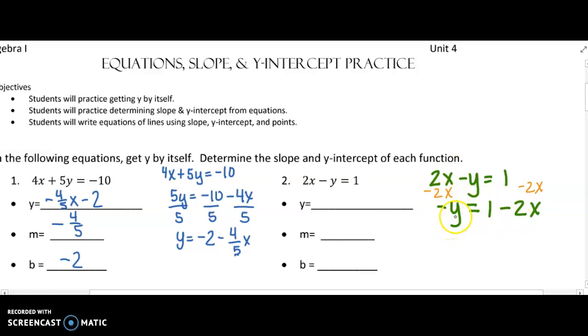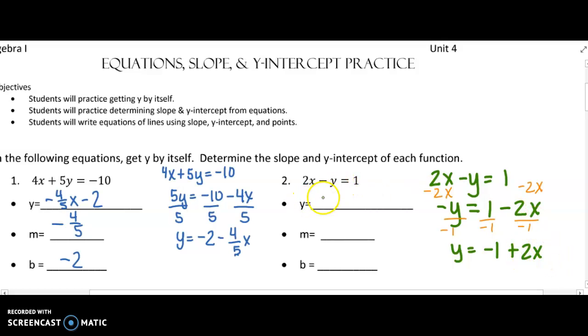All right, so remember, there's still something attached to it. It's a negative 1. If I divide everything by negative 1, all of these signs change. When you divide by negative 1, every sign changes. So that negative y is now positive y. Positive 1 is now a negative 1, because 1 divided by negative 1 is negative 1. Negative 2x is now a positive 2x, because negative 2x divided by negative 1 is a positive 2x.